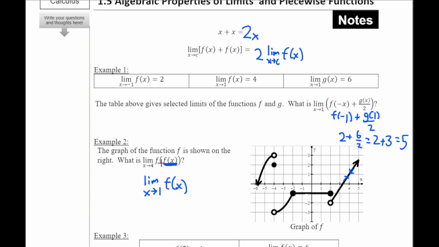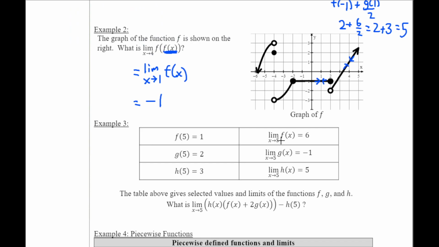You see how we just got rid of one of those f's that way? We took the inside, limit as x approaches 4 is equal to 1, and that 1 is now used as our new limit, and we got rid of that f of x. So it's just another f of x remaining. And then this is just equal to the limit as x approaches 1, here, a y value of negative 1. So that's your answer for example 2.